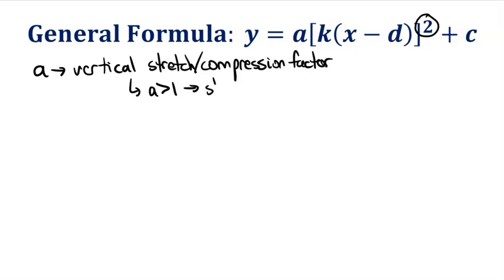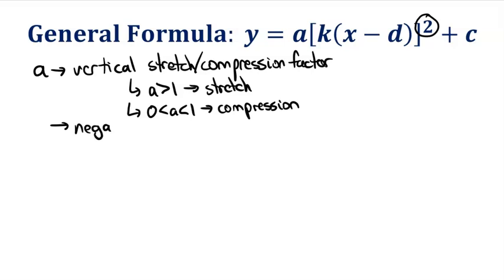If the a value is bigger than 1, it is a vertical stretch. And if the magnitude of the a value is between 0 and 1, then it is a vertical compression. Notice I said the word magnitude of a, because if the a value is negative, then that means it's flipped over the x-axis, or reflected over the x-axis. So we look at the number part of it, and then we look at the sign part of it to see if it's flipped over the x-axis.